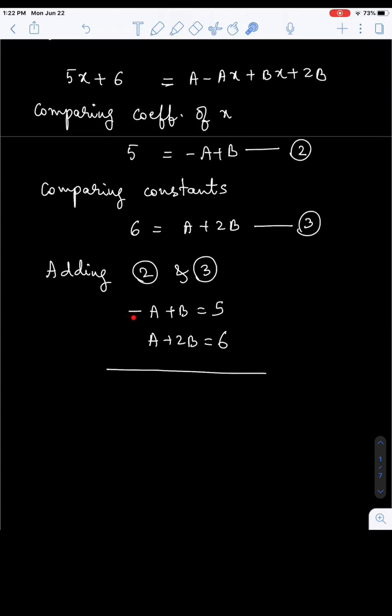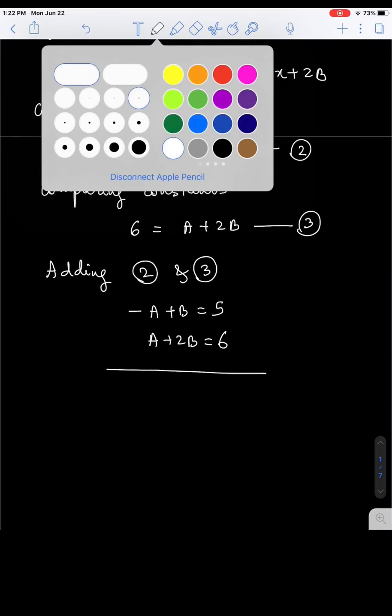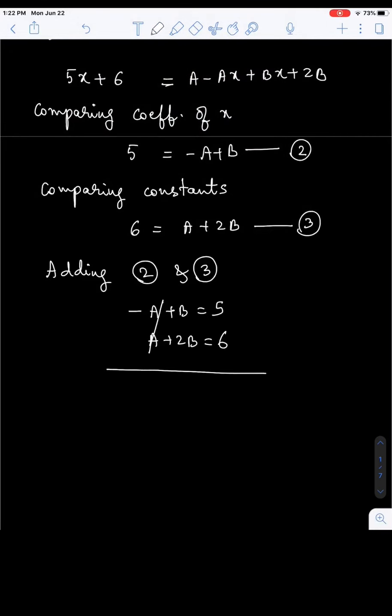Now adding means don't change the symbols. Put same and do the elimination method. That is, cancel these, add these here also, so that you get b as 11 by 3. So what did we do here? These are cancelled, plus minus. These are added, 3b, 1 plus 2. These are added, 11. Into 3 will become by 3 here. So b value is 11 by 3.